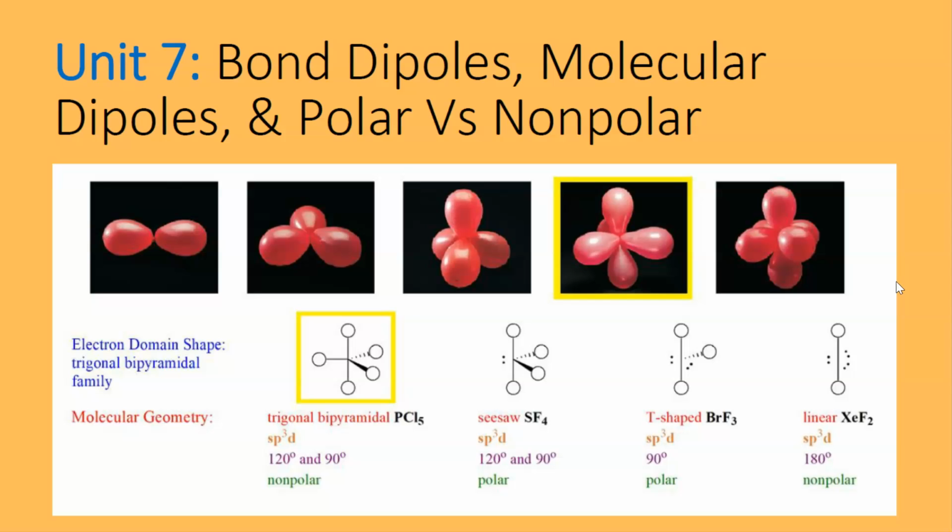Hi everyone. Let us continue our studying of various molecular geometries and trying to extract as much information as we can from those different shapes. And in this video, we're going to look at bond dipoles, or another way to say that is the polarity of a bond. Then we'll look at the net molecular dipole. And finally, we'll discuss how to determine whether a molecule is polar or nonpolar.